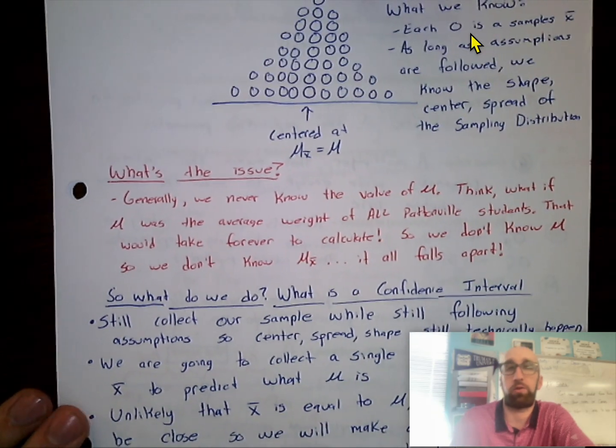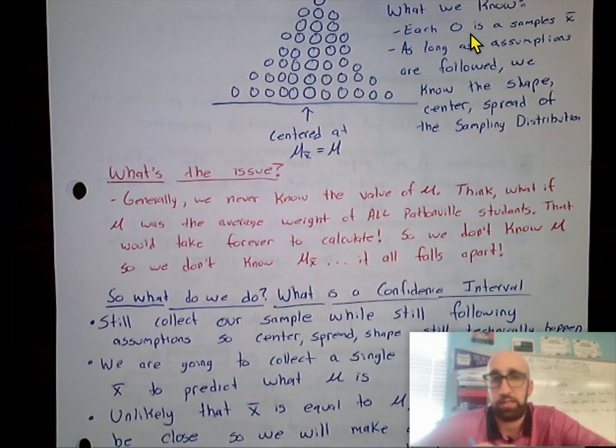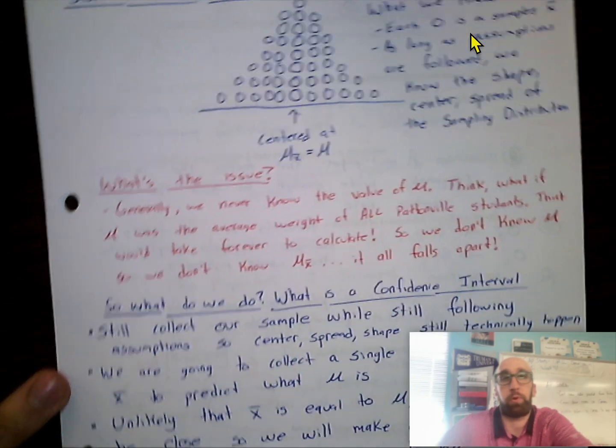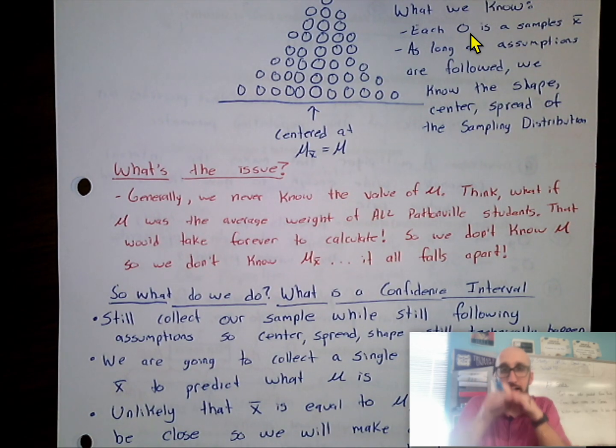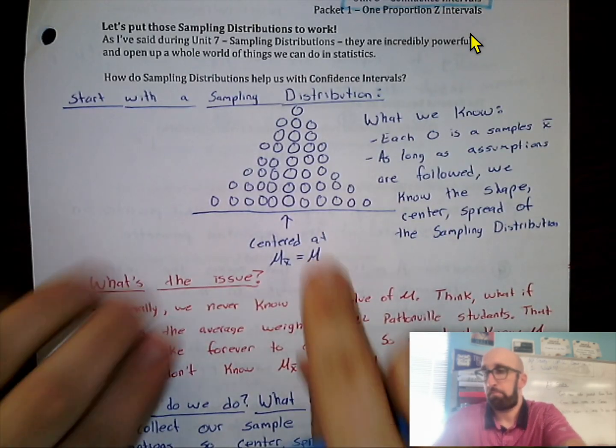So we're still going to collect our sample as we've always been doing. We're going to follow the same assumptions as before: the randomization, the 10%, the large sample, large counts, something like that, okay? We're still going to follow our rules. The reason we follow our rules is so we know the shape, center, spread is theoretically in play. And we're going to collect a single sample, and then pin down and say, all right, well, it works. Here's the reason why it works, okay?